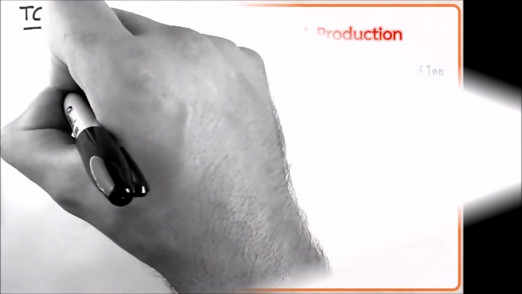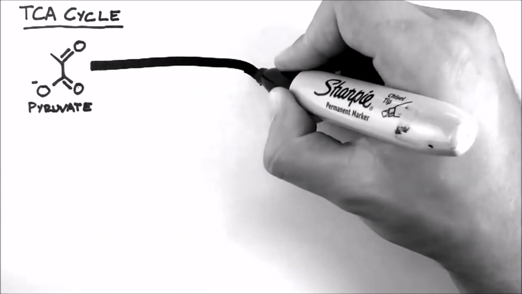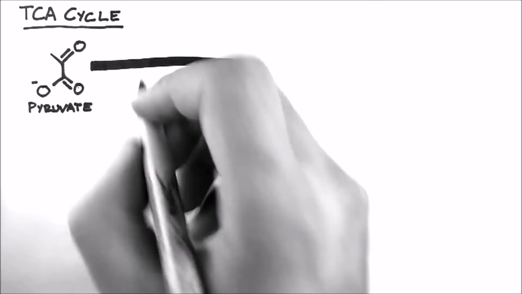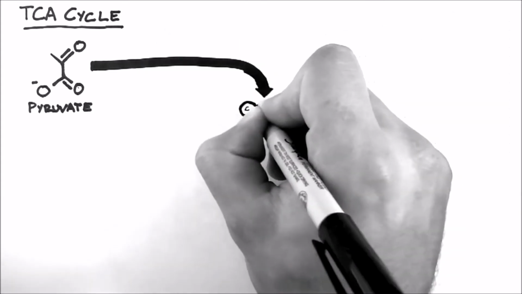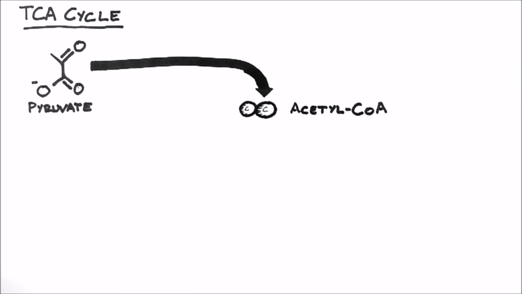The primary substrate for the TCA cycle is pyruvate. Fatty acids and amino acids can also be used, but we're not going to discuss them in this tutorial. Pyruvate is produced by glycolysis, and the first thing that happens to pyruvate is that it gets converted into acetyl coenzyme A, more commonly known as acetyl-CoA.